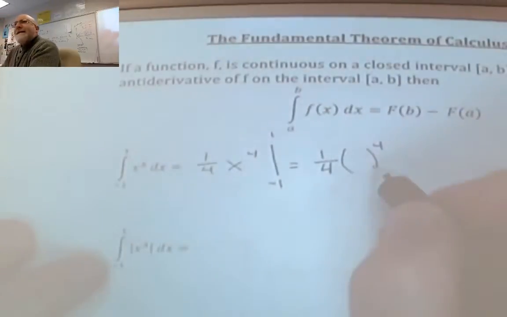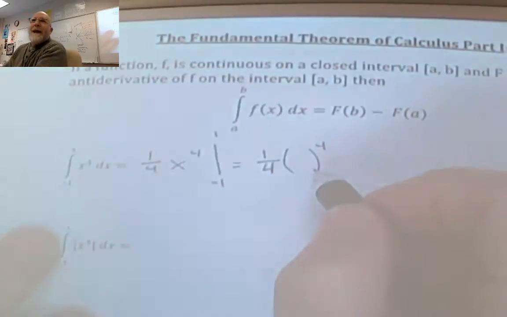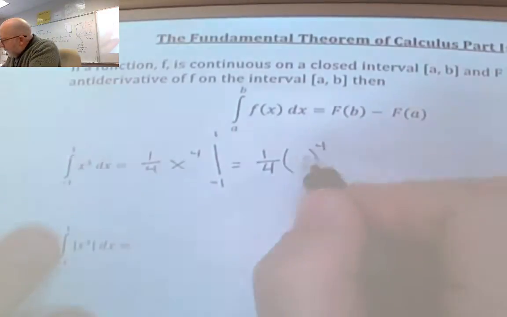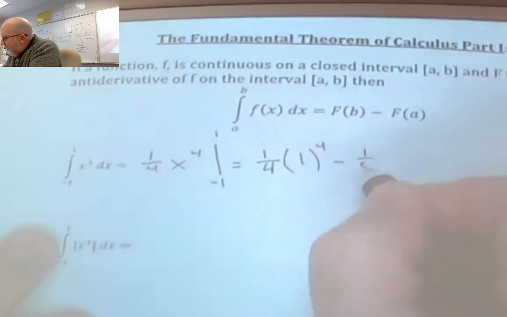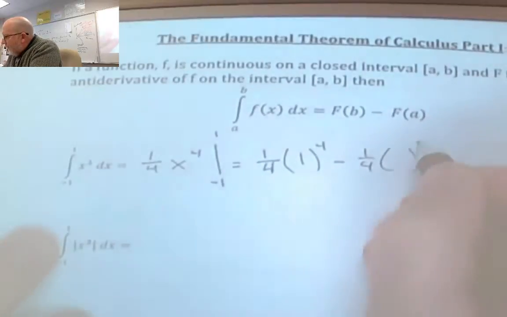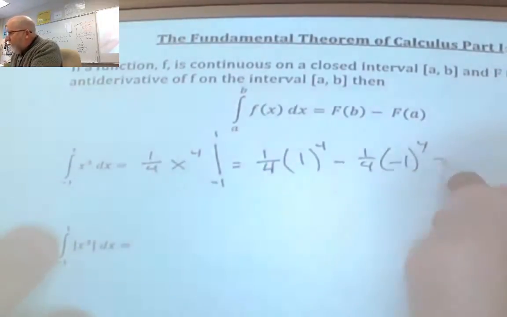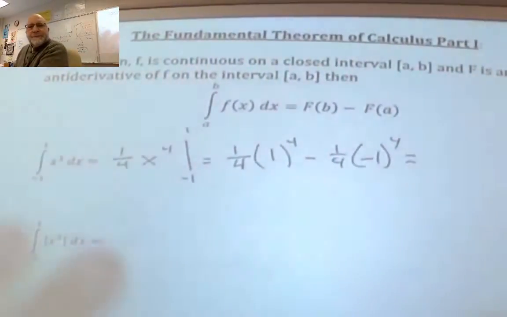Okay. Back to Gabby. What goes in here, Gabby? A positive 1 minus 1/4. What goes in here? Negative 1. What do I get when I do that arithmetic? 0.